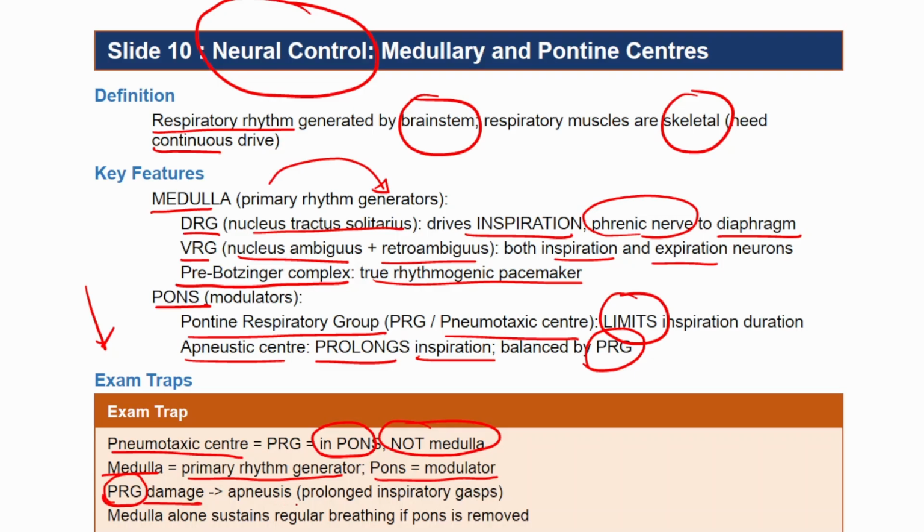is lost. This allows the uninhibited apneustic center to dominate, resulting in apneusis, characterized by an abnormal, prolonged inspiratory gasp. A classic experimental trap asks what happens if the entire pons is surgically removed or transected while leaving the medulla intact, because the medulla contains the primary rhythm generator and the true pacemaker. The medulla alone sustains regular breathing, even if the modulating pons is removed.